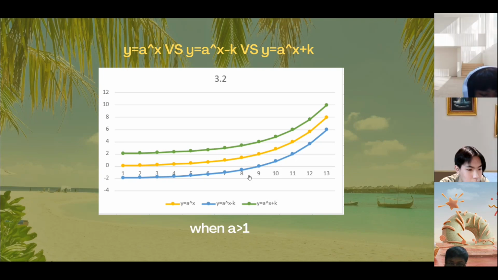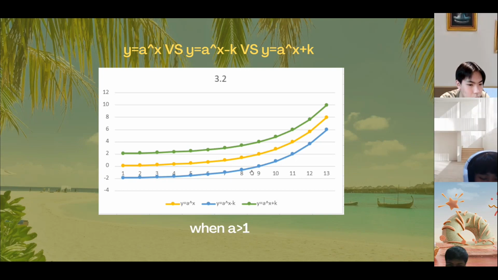Okay, and for this one, that's y equals a times x plus k. Even though it is the yellow one, they have different transformation. The yellow is the basis of all the equations, but the green one is laid above the true graph because the k constant plus the function equation made the graph go up.